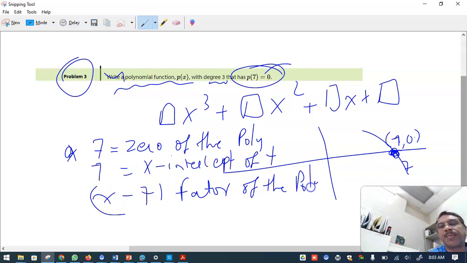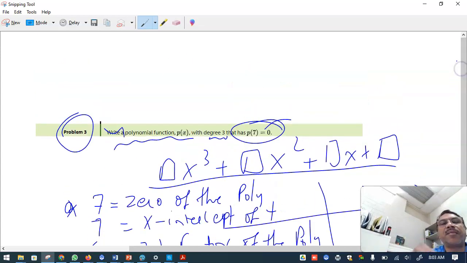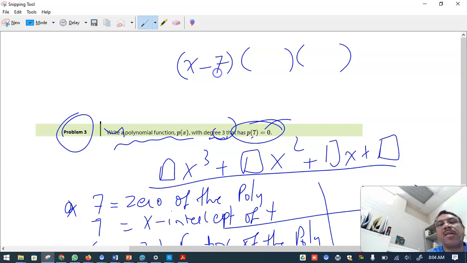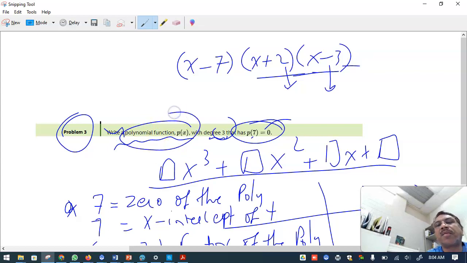That means if I want to write this in factor form, because there is a degree 3, you have to have 3 factors. And for the first, I will write the factor that you know, x minus 7. And for the ones you don't know, you can put anything here. So you can put x plus 2 and x minus 3. Anything can be put, and that will become a polynomial function.